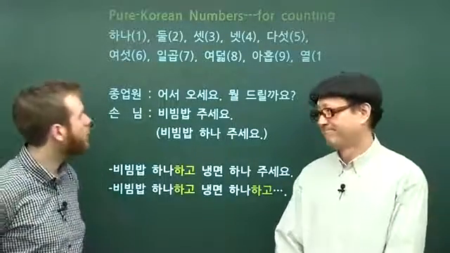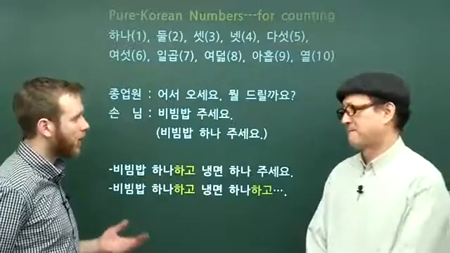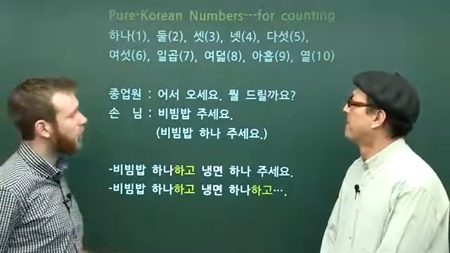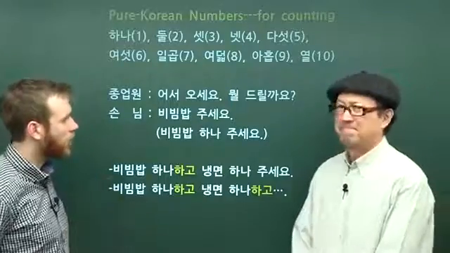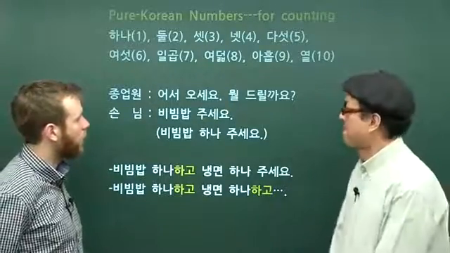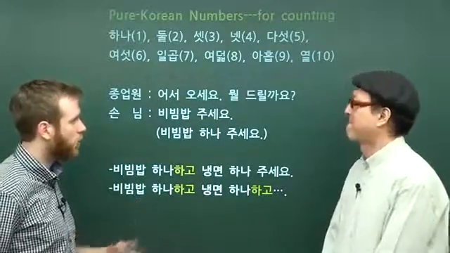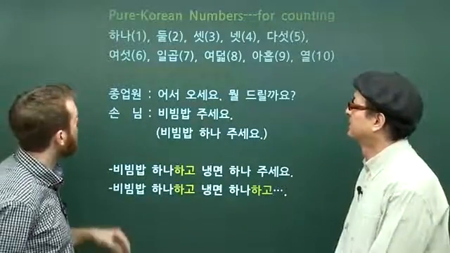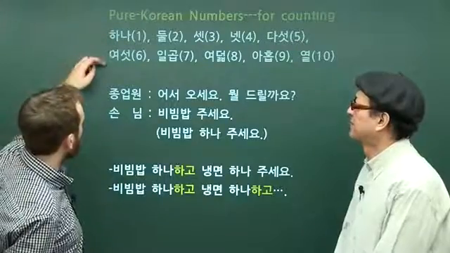Okay, so there are some different systems for counting and for numbers in Korean. But right now we're going to look at the pure Korean numbers. For counting objects, maybe for ordering in a restaurant, so one of something, two of some dish. Okay, so Robert, why don't you start us off?